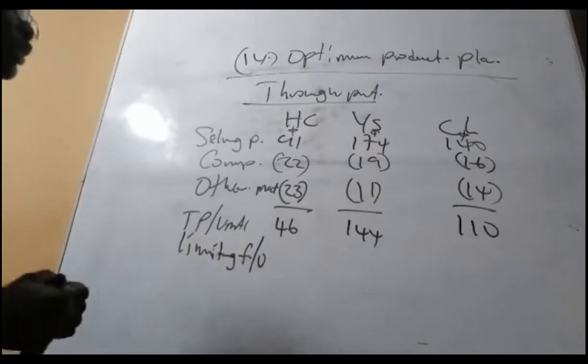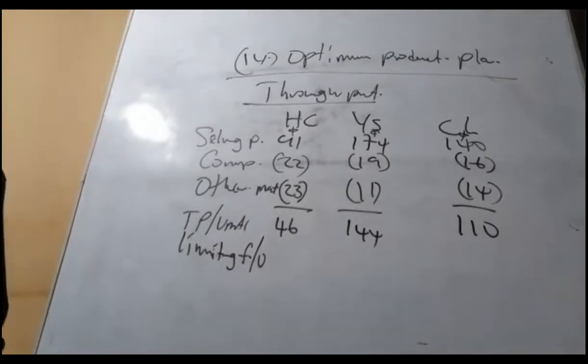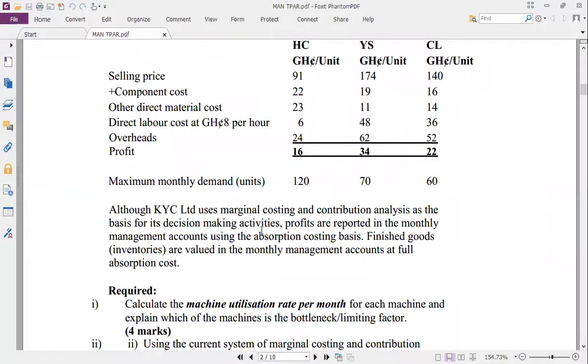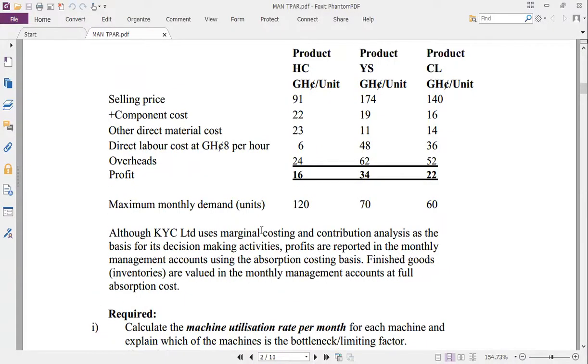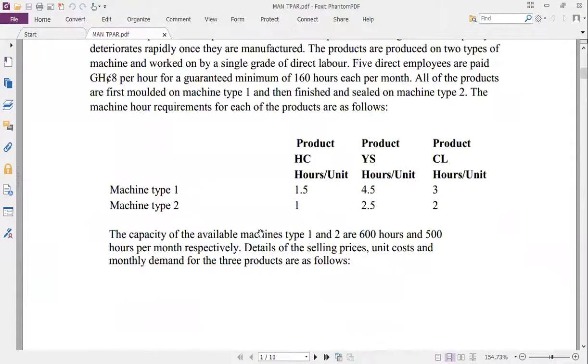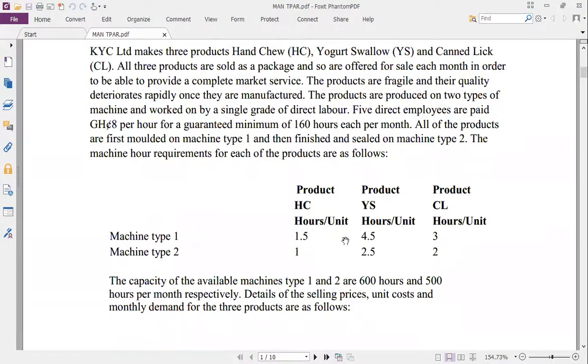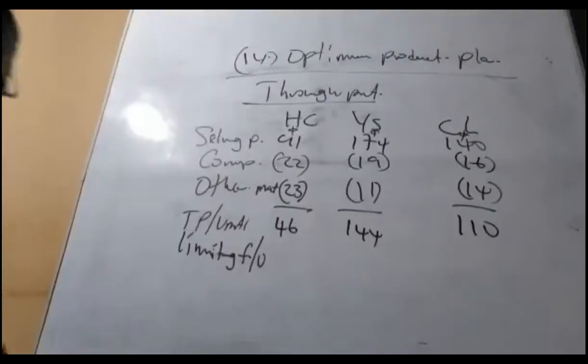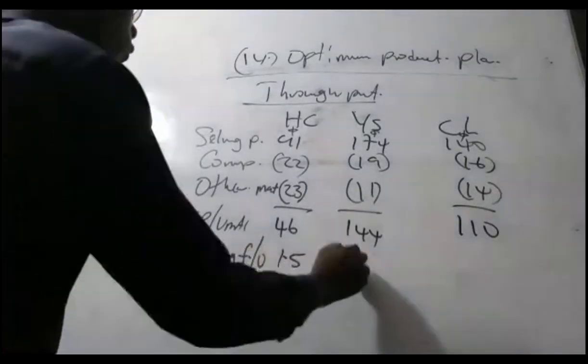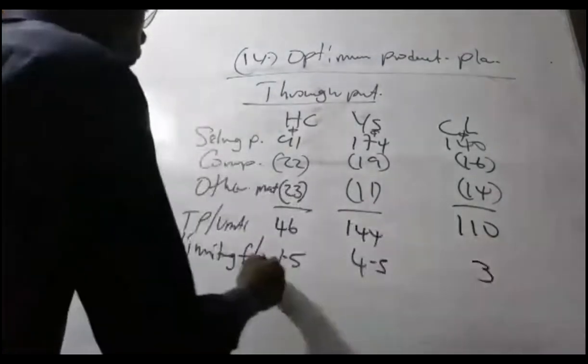Limiting factor per unit. So let's go and pick the limiting factor. What is the limiting factor here? Machine type 1. So that's 1.5, 4.5, and 3. So that's the limiting factor: 1.5, 4.5, and 3.